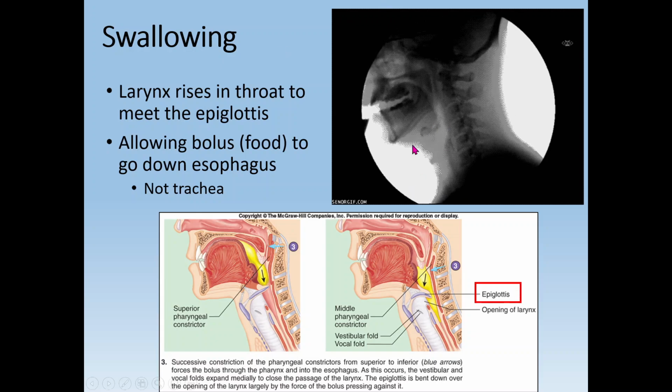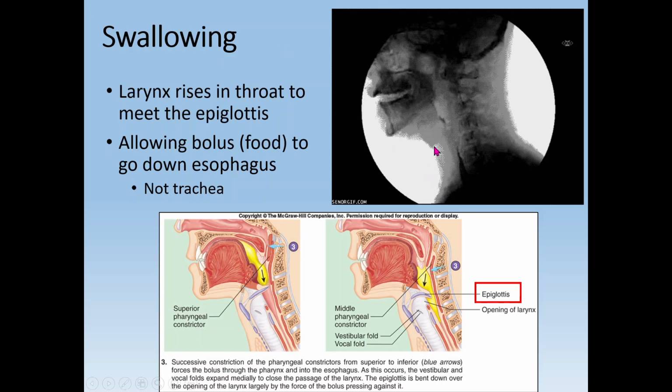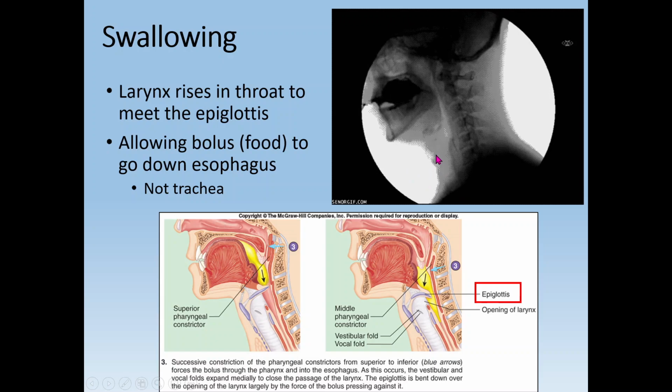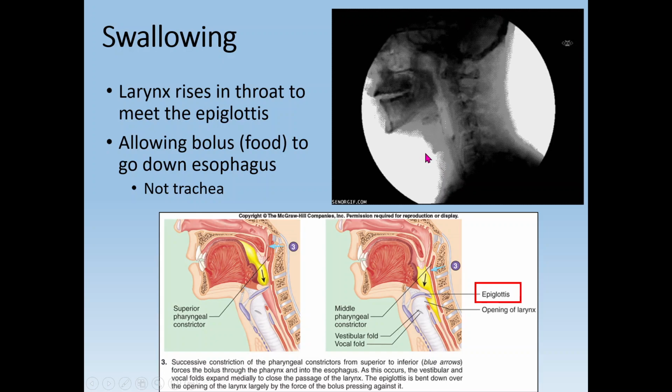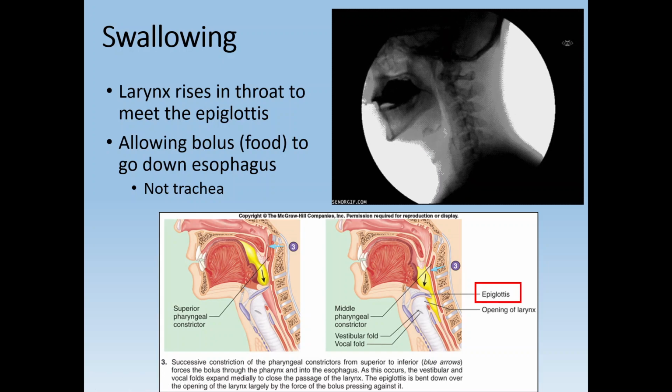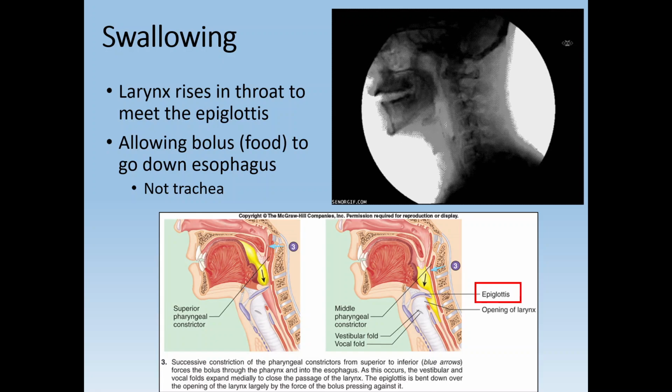So, and you can see that happening in this video here if you watch him. Here's his larynx right here. He swallows, and it physically moves up. Same thing if you want to. You can put your hands right here and swallow. You will feel your larynx shoot up in your throat.